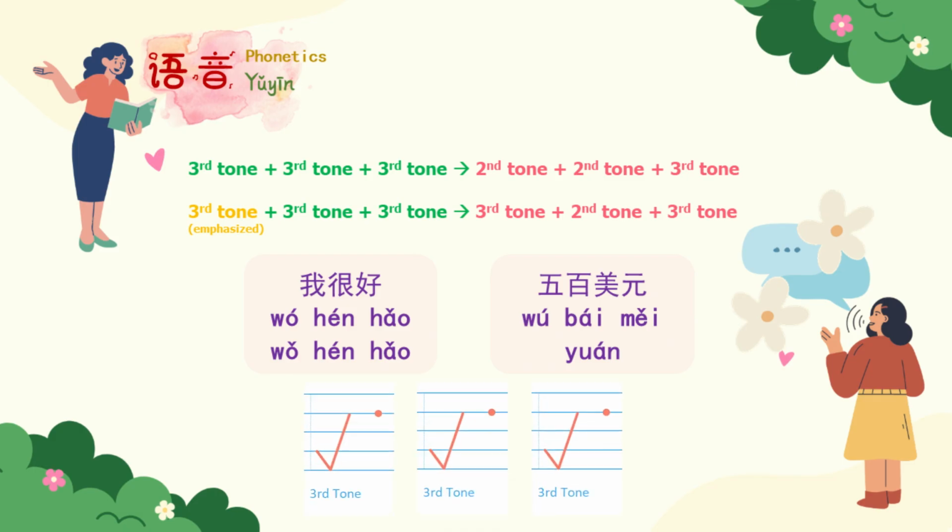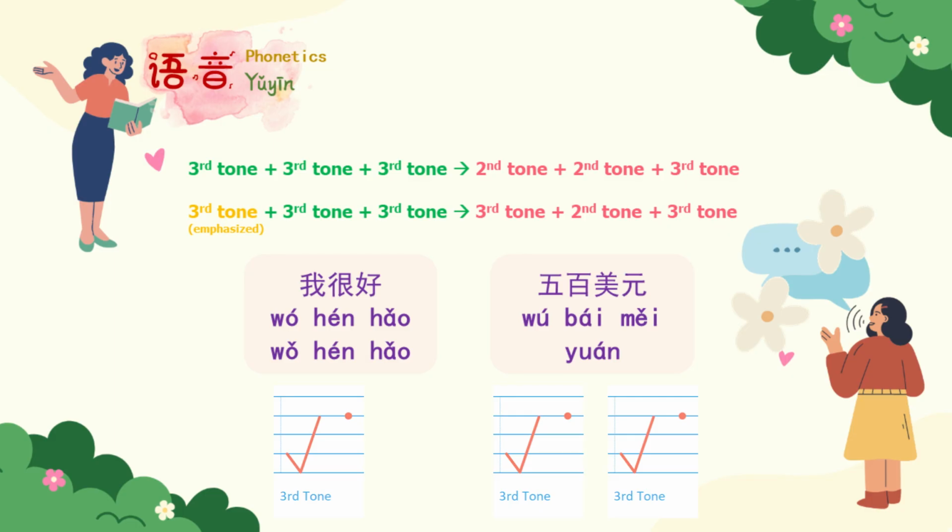And when you see 3 third tone syllables in a row, there are 2 natural ways to read them. 1. Change the first 2 into second tone, or 2. Split them into 2 parts. Keep the first syllable as full third tone, and change the second into second tone.